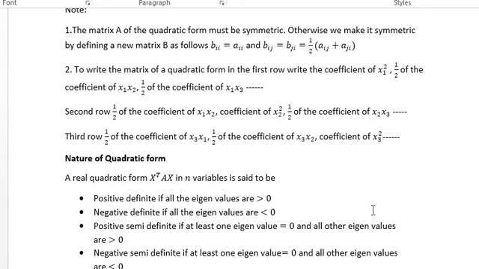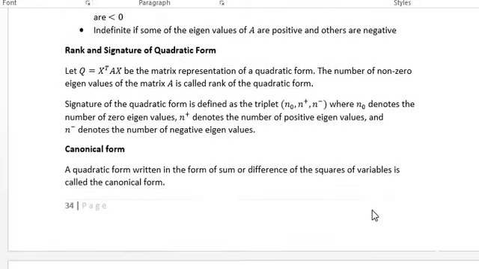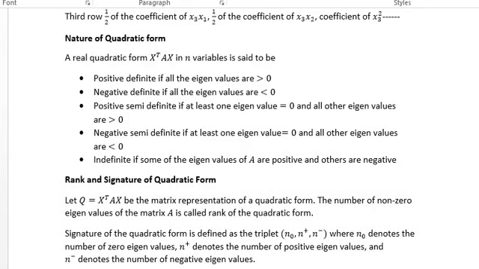So this is how we define a quadratic form and how to write that quadratic form in the matrix format. Keep in mind that the matrix of a quadratic form must always be a symmetric matrix. Okay. Now let's see the nature of a quadratic form.